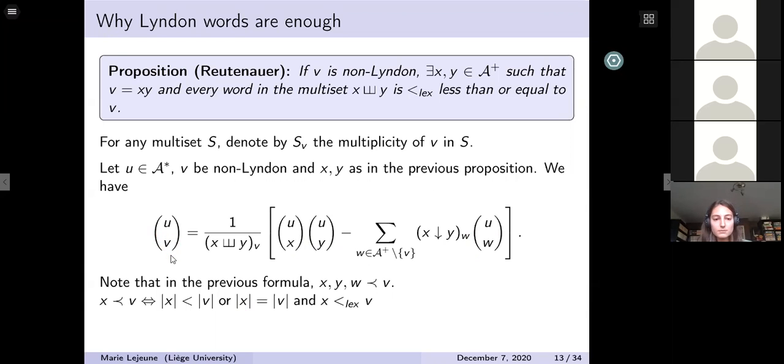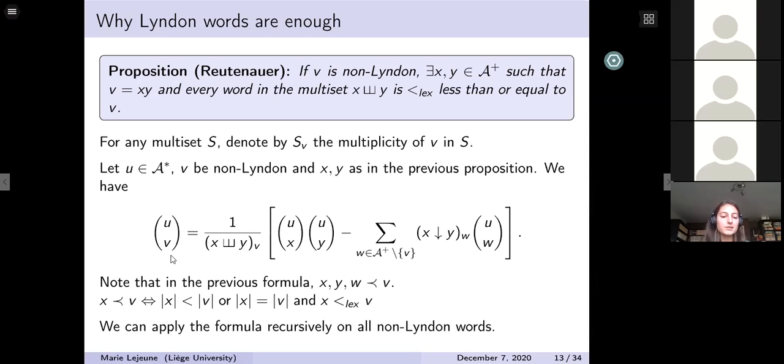Okay, this is just because of this proposition and the choice of X and Y. So what can you do? Maybe all these coefficients won't involve Lyndon words, but you can apply the formula recursively on all the non-Lyndon words that remain, because you know that they are smaller for the radix order, so the process is finite.